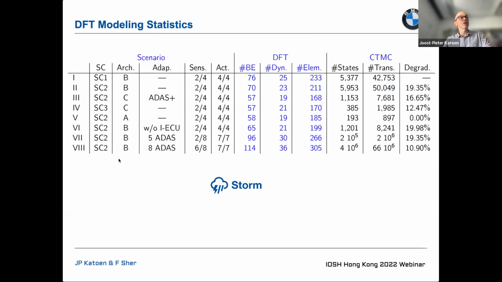Here you see some statistics. So we looked at different architectures, different scenarios with different numbers of sensors and different numbers of actuators. We modeled them as a dynamic fault tree. We generated the state space. And what you see, for instance, in the last column is the percentage of degraded mode states in the whole model. And this has been analyzed.